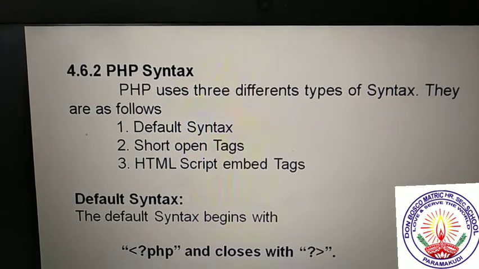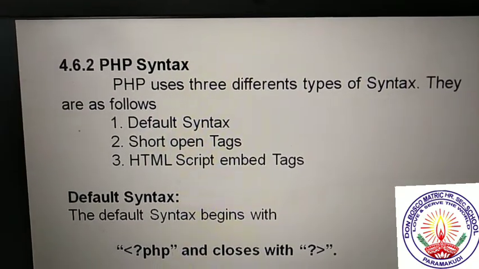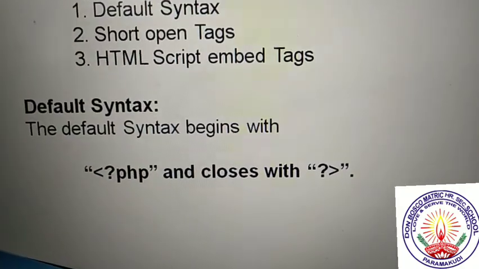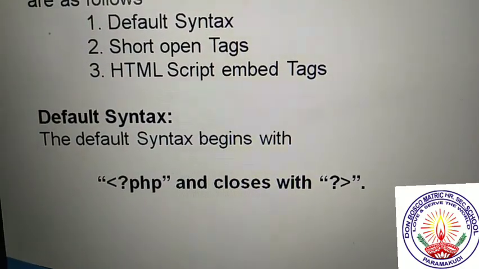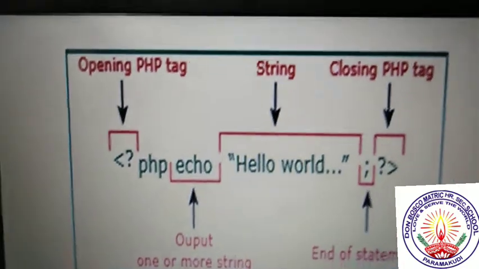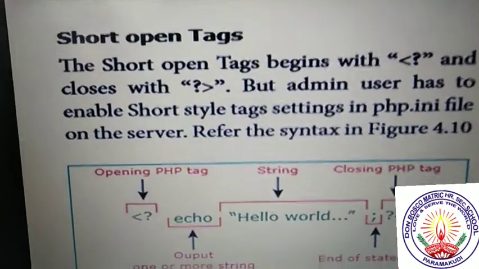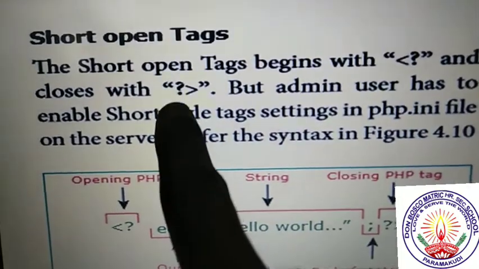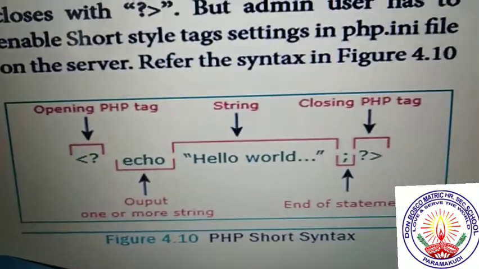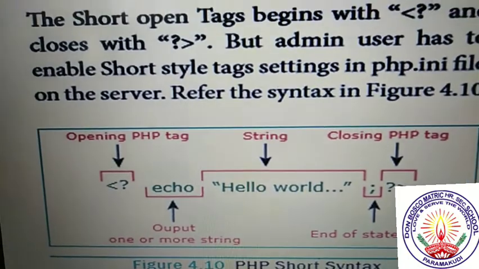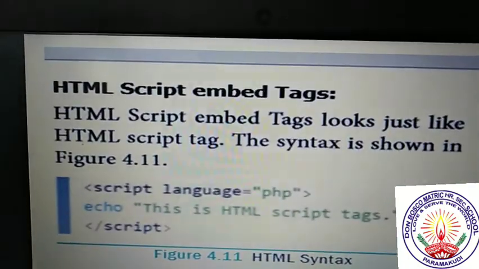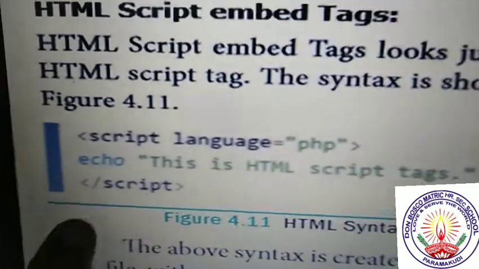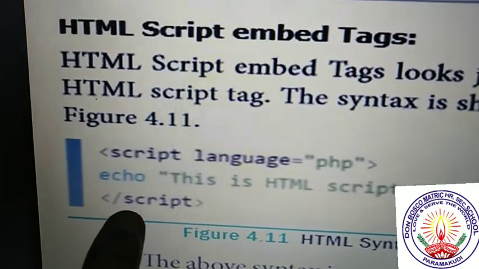Syntax. There are three types of syntax: default, short open tags, and HTML script embedded tags. So this is the default syntax for PHP creation. So example, and the short open tag, simply less than question mark and closing question mark greater than. So this is the example for short syntax in PHP. And HTML script code. So you have to use the scripting language PHP, with the end closing like /script. Okay.